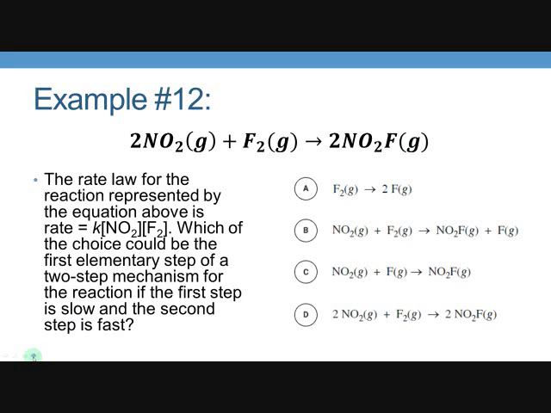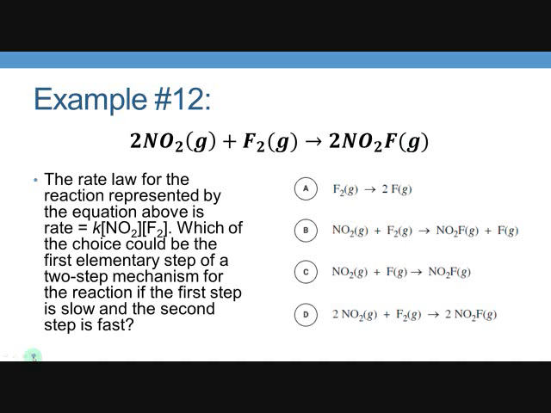Example 12. The rate law for the reaction represented above is rate is equal to the constant times the concentration of NO2 times the concentration of F2. Which of the choices could be the first elementary step of a 2-step mechanism for the reaction if the first step is slow and the second step is fast? Isn't it B? Yes, it is.